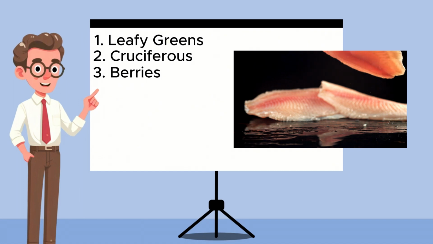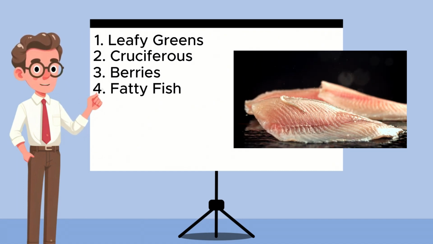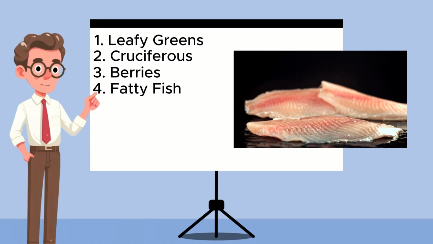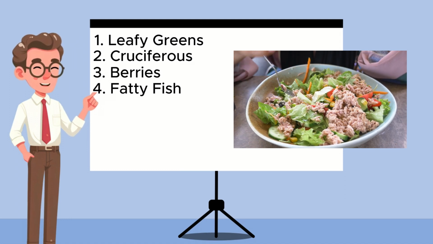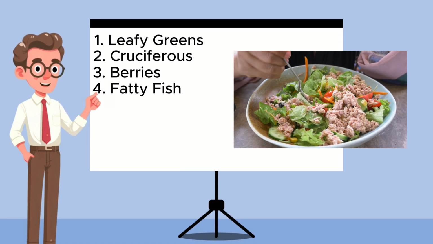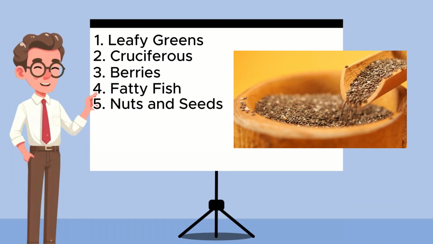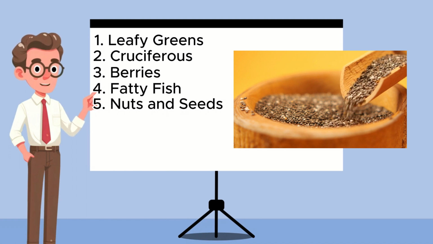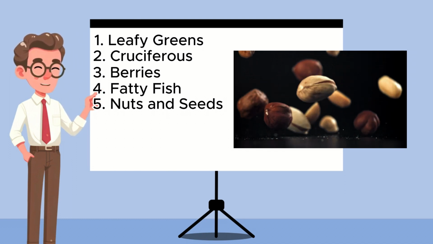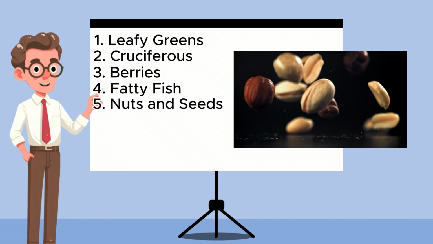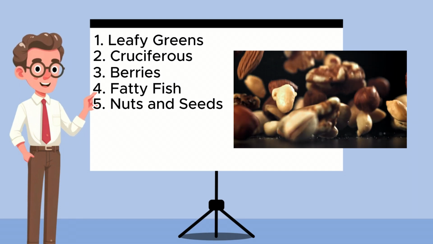Number 4. Fatty fish like salmon, mackerel, and sardines are rich in omega-3 fatty acids, which have anti-inflammatory properties and may help reduce liver fat accumulation. Omega-3s also support heart health and overall well-being. Number 5. Nuts and seeds, including walnuts, almonds, and flax seeds, are excellent sources of healthy fats, protein, and fiber. They also contain antioxidants like vitamin E and selenium, which help protect liver cells from damage and support detoxification processes.